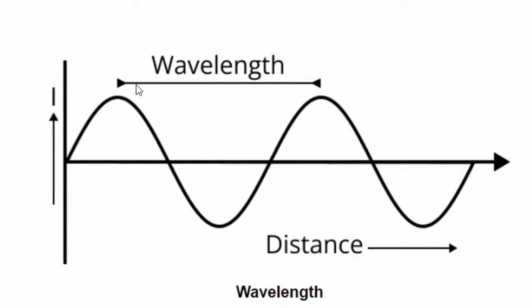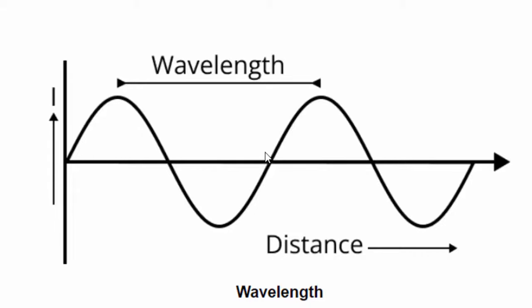Now what is the wavelength? Wavelength is the distance between 2 adjacent points. So when I say the wavelength of this wave, you can calculate from this point to this one. Suppose you're calculating from here, then it will be from here till here. So this is your wavelength, the distance between 2 identical points.